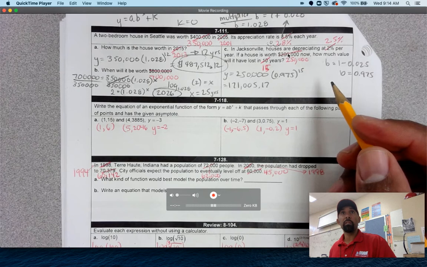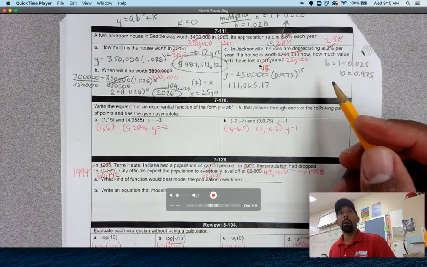Now, like I told you before, remember it's asking how much has it gone down, right? So it started at 250, and now it's down to 170. That's a huge drop. How much did it lose?